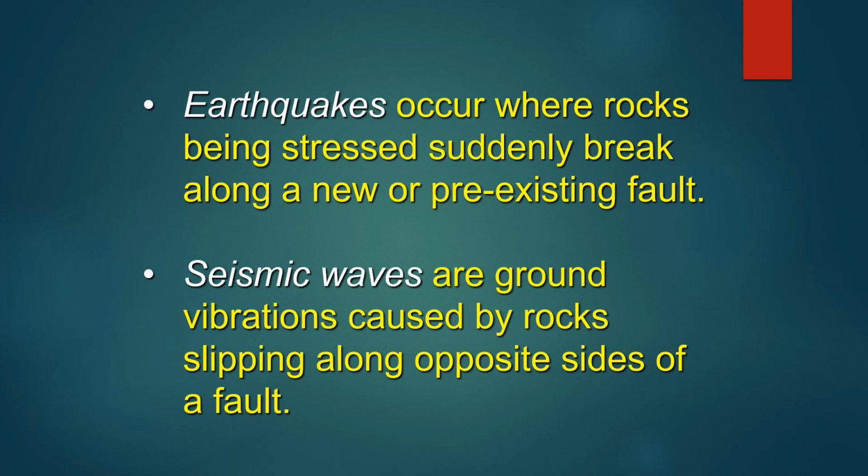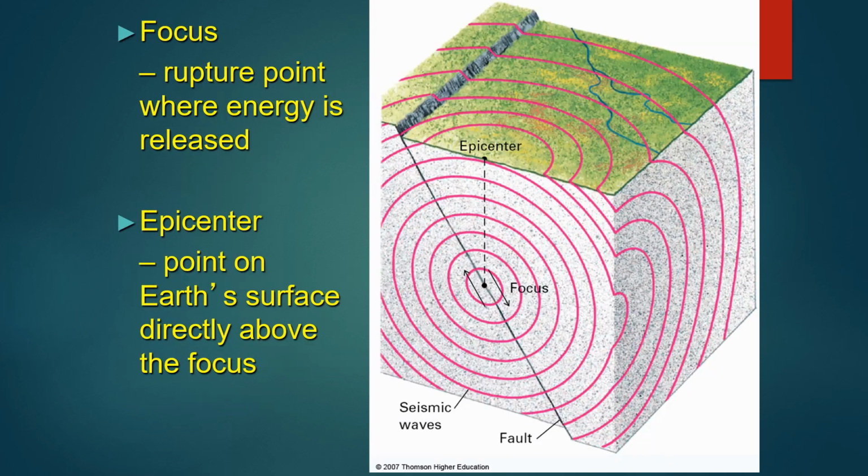The energy is transformed into waves, which are seismic waves. Seismic waves are ground vibrations caused by rocks slipping along opposite sides of a fault. To understand earthquakes, the first thing we need to describe is the location of the earthquake. The focus of an earthquake is where the rupture of the fault actually happens and where the energy is released.